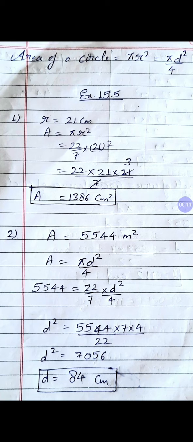This is Rahul, sir, and we are going to study the next topic, area of the circle. We have a formula for the area of a circle, that is pi r square. Pi is equal to 22 upon 7, and r is the radius of the circle.